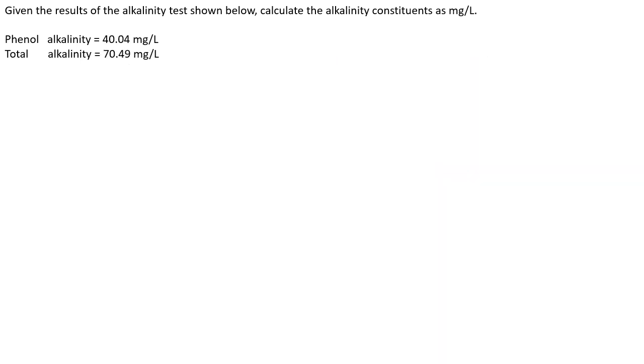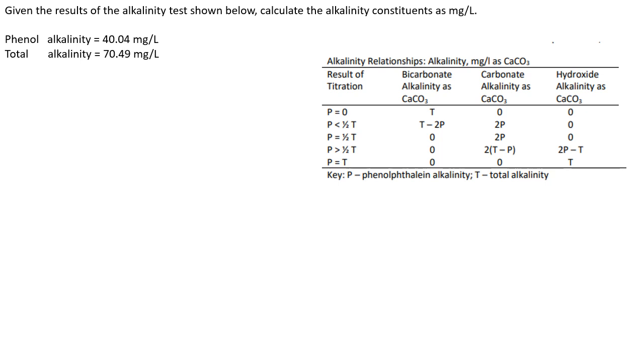Given the results of the alkalinity test shown below, calculate the alkalinity constituents as milligrams per liter. P alkalinity is 40.04 milligrams per liter, and total alkalinity is 70.49 milligrams per liter. Here we have our chart again. The P alkalinity is not equal to 0, and it is not equal to the total alkalinity. So again, we're going to have to divide the total alkalinity in half so we can find the relationship.